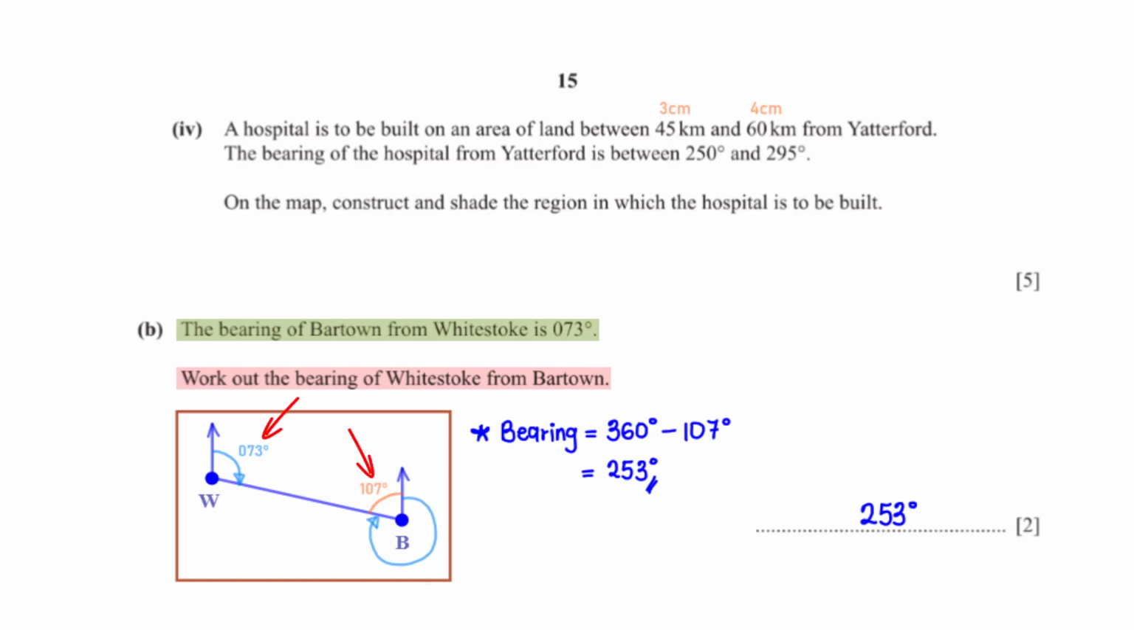These two are interior angles. Interior angles add up to 180 degrees. So to get this angle, we subtract 73 degrees from 180 degrees, which gives us 107 degrees. Angles at a point add up to 360 degrees. So to get the bearing of W from B, we subtract 107 from 360, which is equal to 253 degrees.